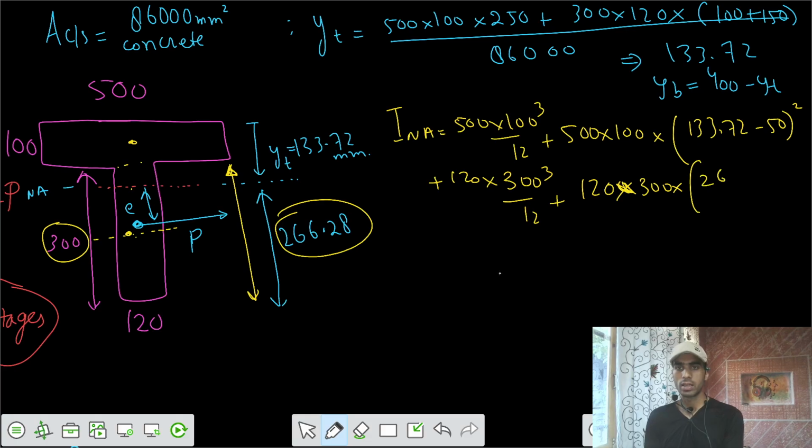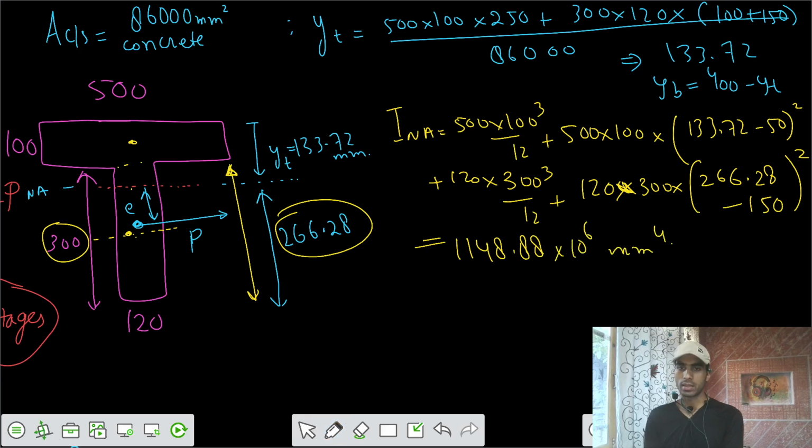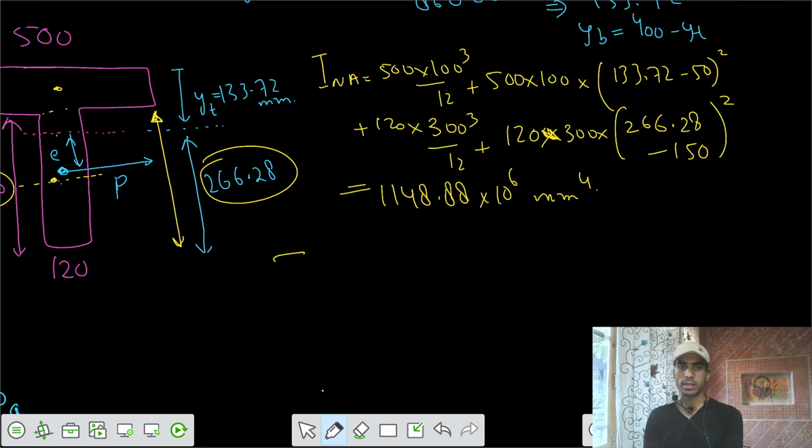I can write, look, the difference of those two is 266.28 minus the centroid at 150, whole square. This is your I neutral axis, that's coming out to be equal to 1148.88 × 10^6 millimeter power 4. And from that we can calculate Z top and Z bottom.